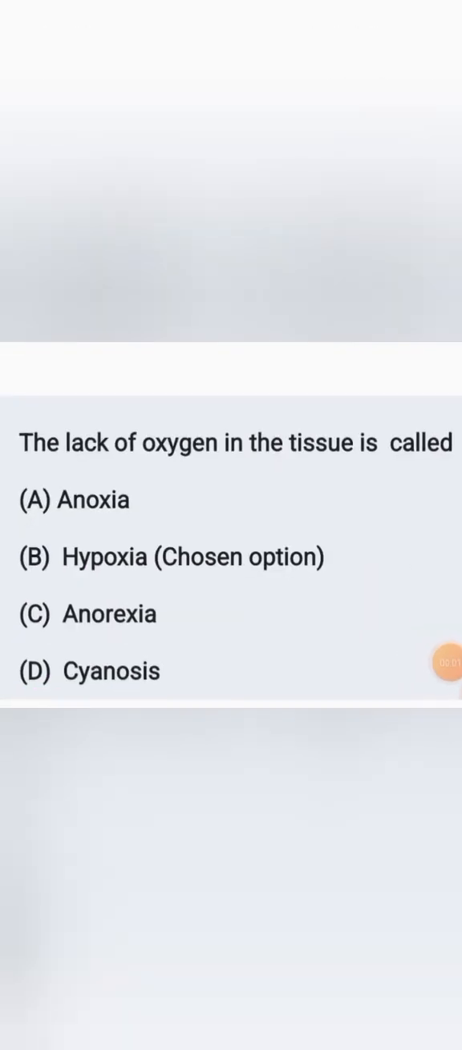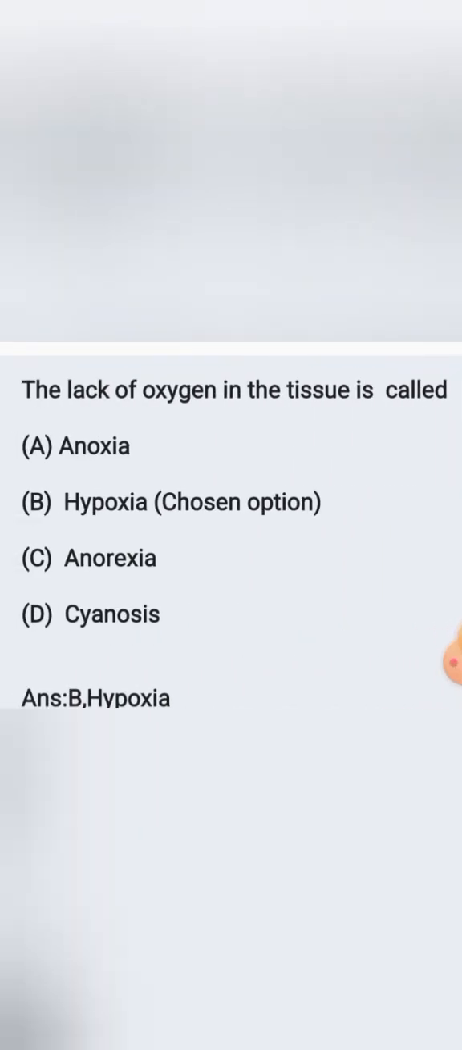And the next question, lack of oxygen in the tissue is called? Options: option A, anoxia; option B, hypoxia; option C, anorexia; option D, cyanosis. Lack of oxygen in the tissue is called hypoxia. Option B is the correct answer, hypoxia. Anoxia means absence of oxygen, anorexia means loss of appetite, and option D, cyanosis, means bluish discoloration of the skin. So here lack of oxygen in the tissue is known as hypoxia. Option B is the correct answer.